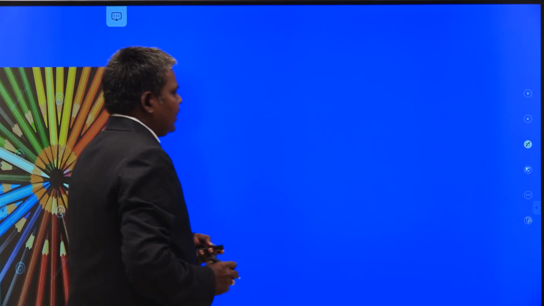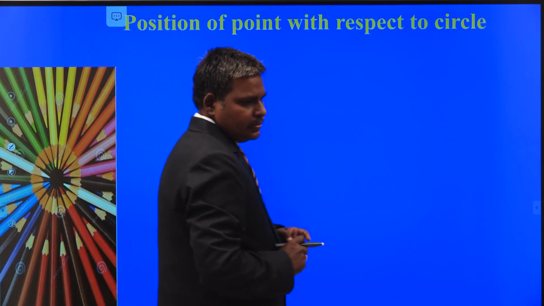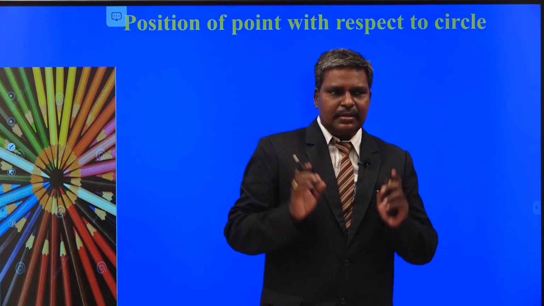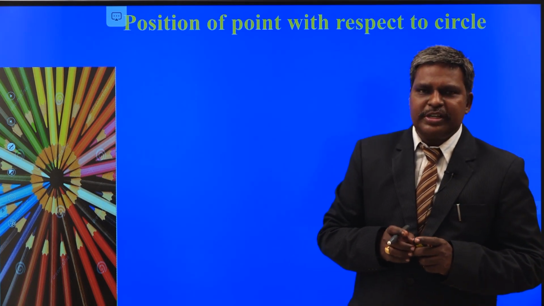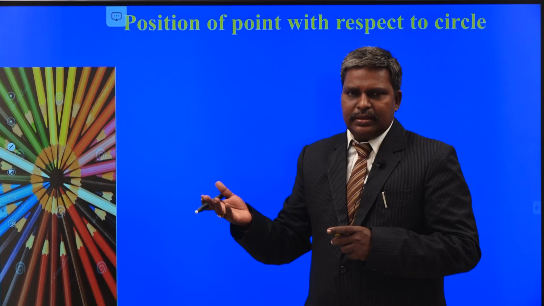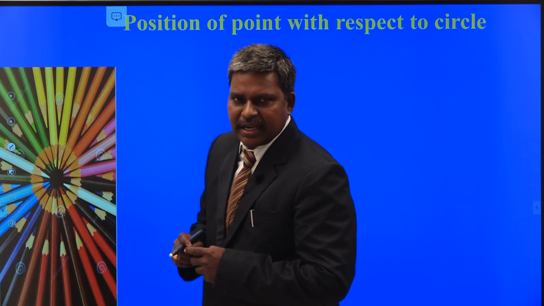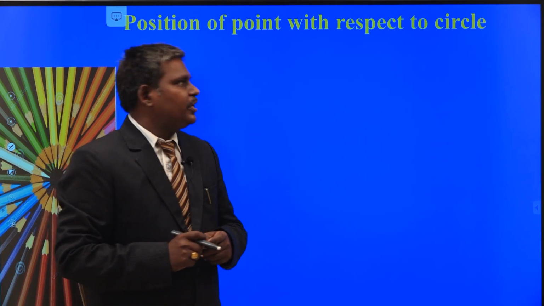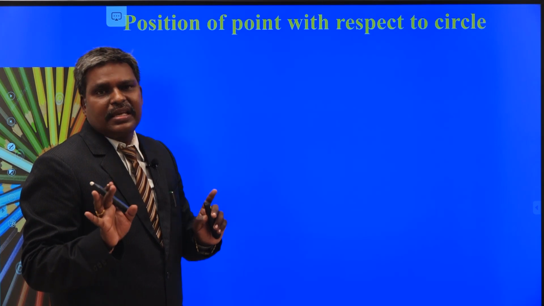Now, let us see the next concept: position of a point with respect to a circle. Some circle is there. You take any point in the plane of the circle. How many possibilities are there? The point may be inside, on, or outside the circle. Am I correct or not? These are only 3 possibilities for a point with respect to the circle in the same plane.